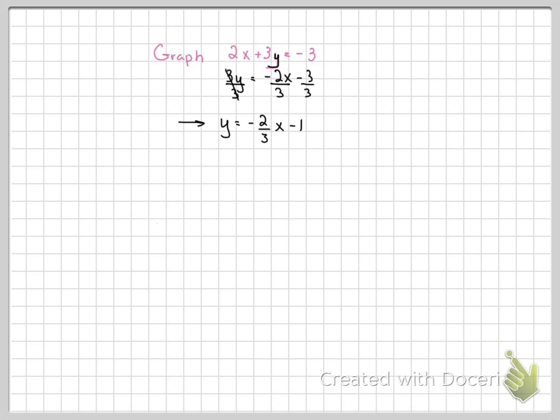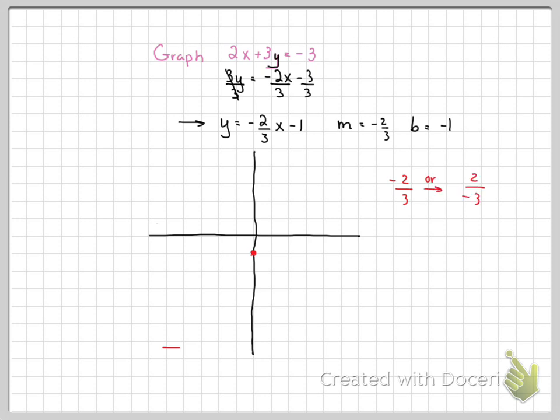Our slope is -2/3, and our b value, the y-intercept, is -1. So always start by plotting a -1 on the x-axis. Down 1 is -1. And then from there, our slope, we could either plot -2 over +3 or +2 over -3. We'll do both.